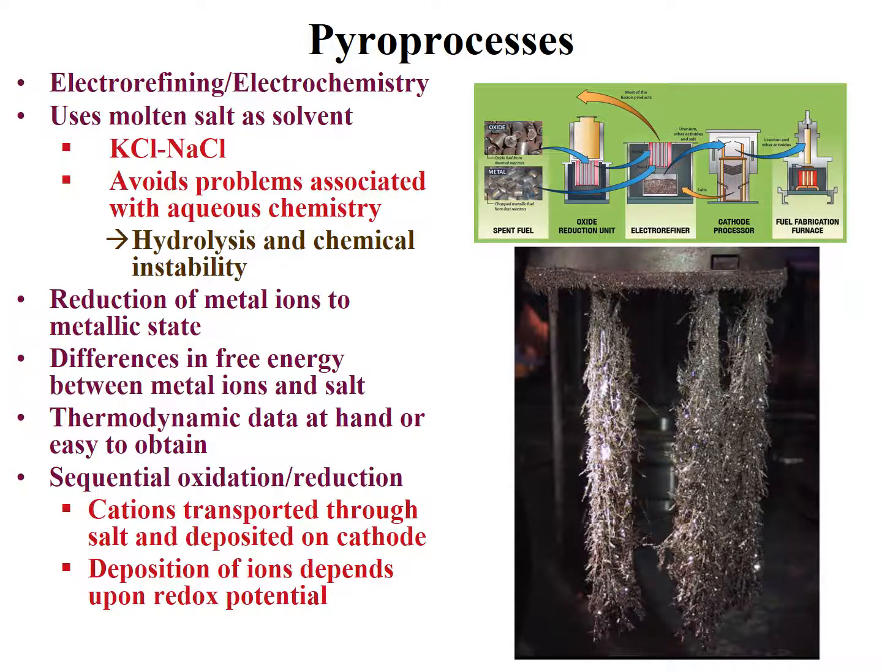Within pyroprocessing, separation is driven by the reduction of metal ions to the metallic state. And this is based upon the differences in free energy between the metal ions and the salt. So within a potassium chloride, sodium chloride system, the window is fairly large. So for instance, you can make uranium metal before one would make potassium metal or sodium metal. So the solvent system is useful. One would not be able to achieve this with water.